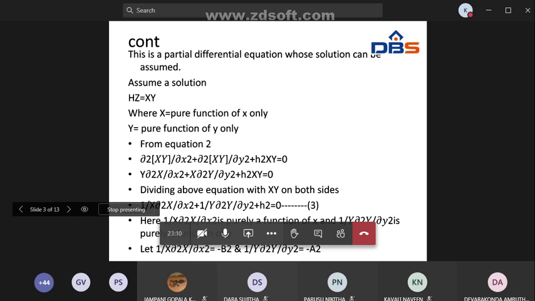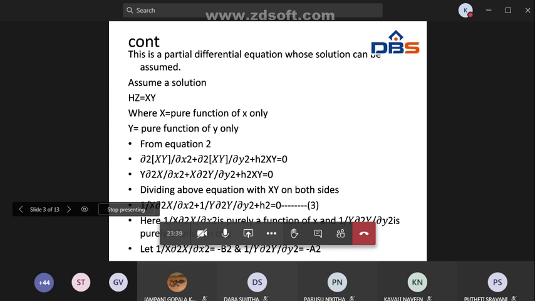Okay. So dividing this equation with XY on both sides, then you will get (1/X) ∂²X/∂x² + (1/Y) ∂²Y/∂y² + h² equal to 0. So that is equation 3.